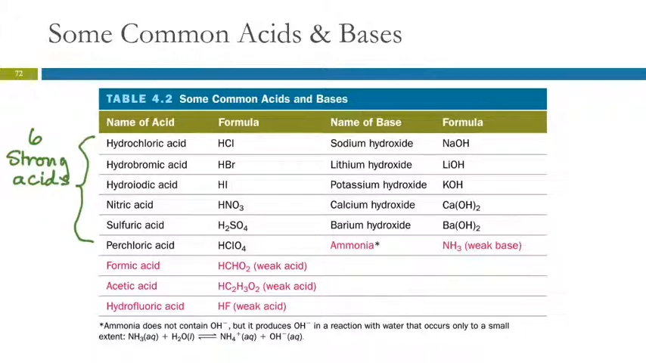For bases, strong bases are going to be metal hydroxides. So these are strong bases. They're metal hydroxides that are soluble. If it's not a metal hydroxide, something like ammonia, then it's going to be a weak base.